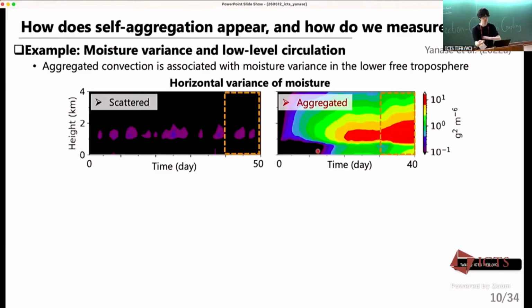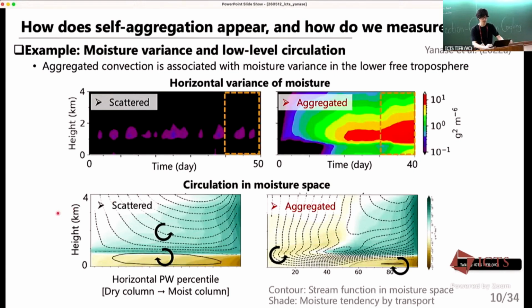That is the moisture view, and here is the spatial view of circulation in moisture space. The horizontal axis is a virtual axis, where we sort the atmospheric columns from dry to moist, which characterizes how circulations appear from the dry to the moist region. The vertical axis is height. The left panel is the scattered case. The dashed contour is counterclockwise circulation, and the solid contour is clockwise circulation.